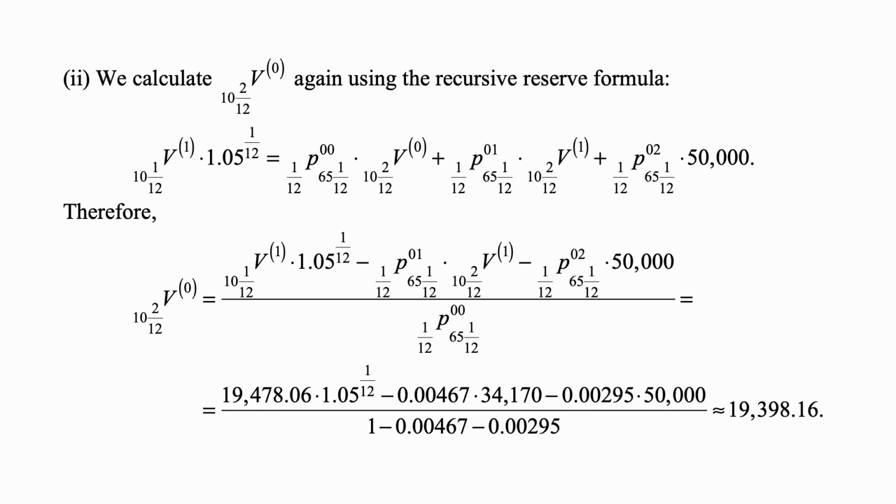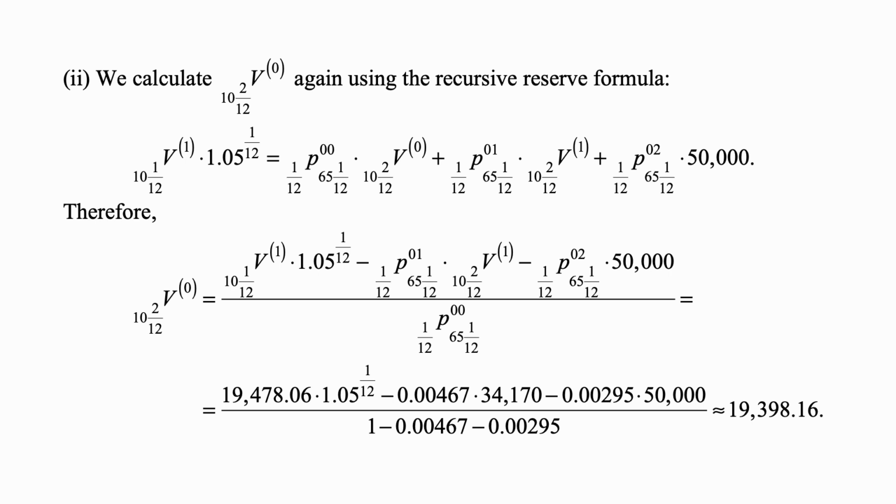For the second part, we calculate the 10 and 2/12 time reserve for state 0, again using the recursive reserve formula, but starting from time 10 and 1/12. The reserve at that time, accumulated with interest, pays for the reserve in state 0 if the person remains in state 0, with the probability of remaining in that state, plus a reserve in state 1 if the person transitions to that state, multiplied by the probability of being in that state, plus the probability of transitioning to state 2, death, times the death benefit.